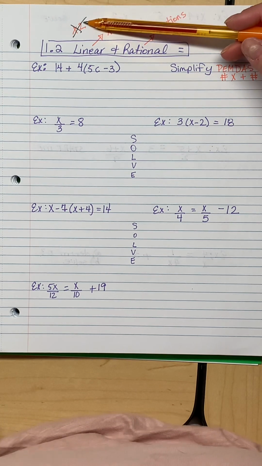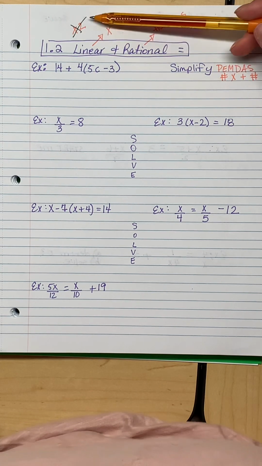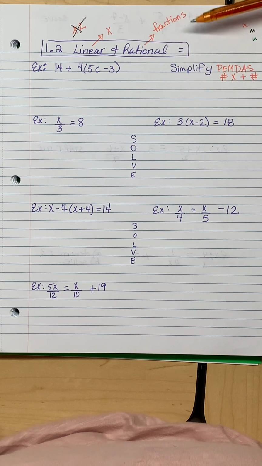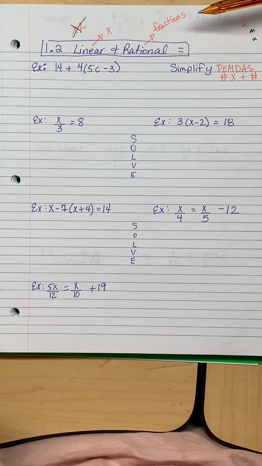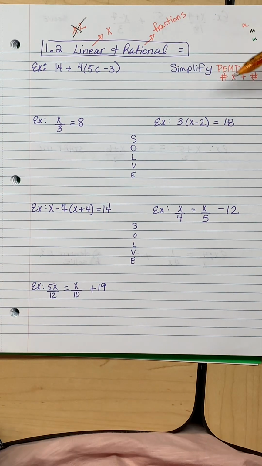Okay, so 1.2 is about linear and rational equations, and linear means like the letter X, but if we would have X squared, that'd be something else. So we're not going to see X squared in this section. And rational means we're going to have fractions, but nothing crazy that we can't handle.